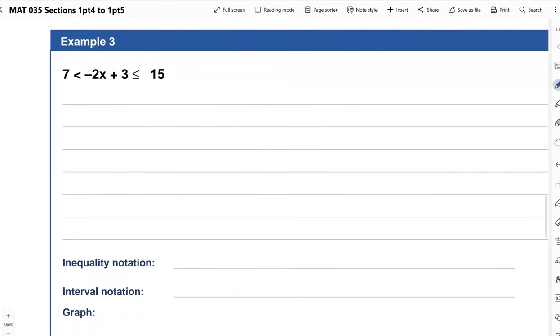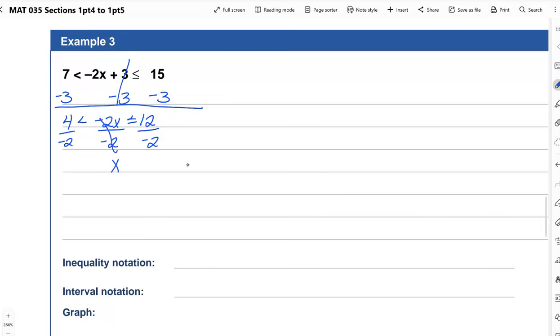And then let's look at example 3. Same concept. We have 7 is less than negative 2x plus 3, which is less than or equal to 15. Working inside out, so I'm going to subtract 3 from all sides. That's going to zero that 3 out in the middle. So I'm going to have 4 is less than negative 2x is less than or equal to 12. And then we're going to divide everything by negative 2. But remember, you got to be careful. When you divide by a negative, you have to flip the inequality, and you do have to flip all of them. So I'm going to get negative 2 is greater than x, which is greater than negative 6.